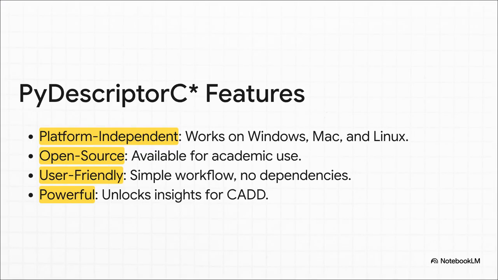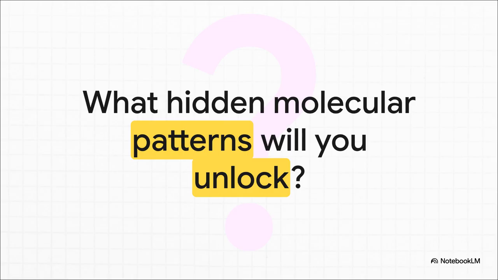First off, it's platform independent. It'll run on anything. It's open source for academic use, so it's accessible. The workflow, as we saw, is super user-friendly. And most important, it's powerful. It unlocks those crucial insights that can be the difference between a dead end and a breakthrough discovery that could lead to safer, better drugs for all of us. By finally giving us a language to properly describe and understand chirality at a massive scale, PyDescriptorC has really opened up a whole new door in drug discovery. Which leaves us with one final, very exciting question. What hidden molecular patterns will you unlock?